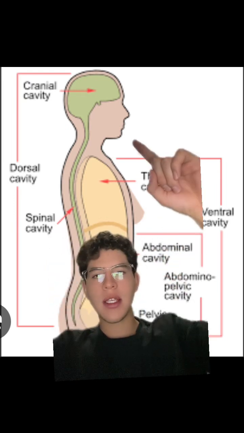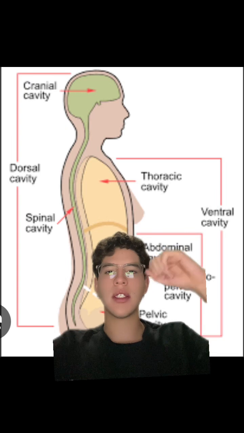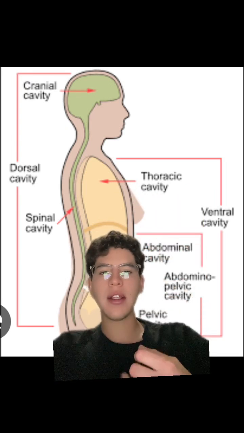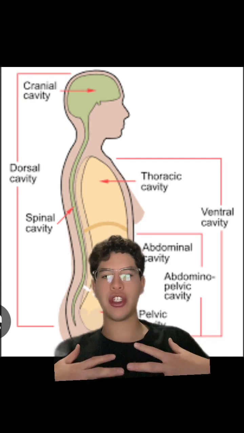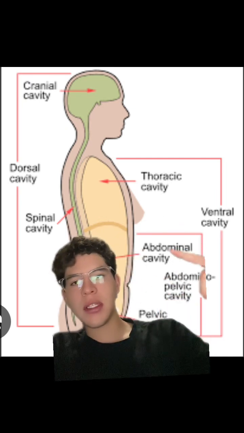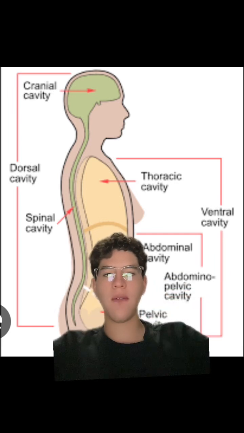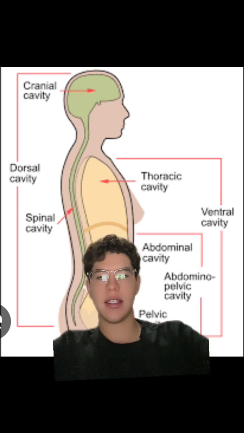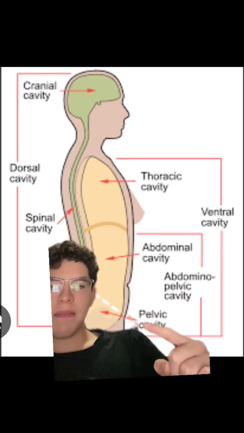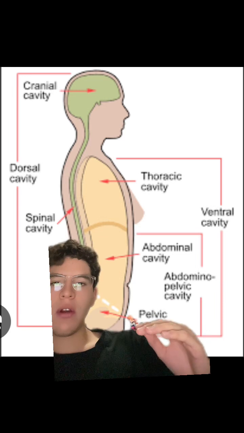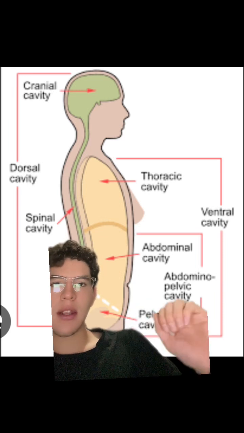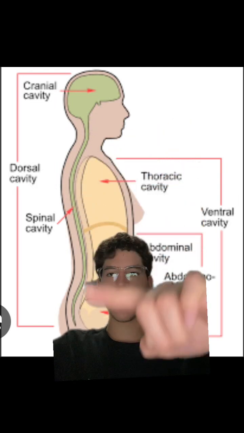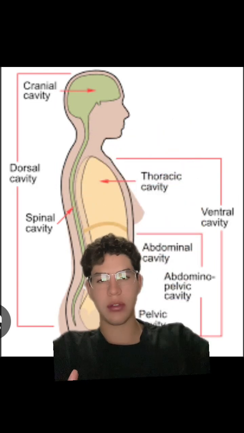The first one is the cranial cavity that encloses the brain. The thoracic cavity protects the heart and the lungs by the rib cage. The abdominal cavity houses digestive organs such as the stomach, the liver, and the intestines. The pelvic cavity, in the inferior part of the body, contains the reproductive organs. And finally, the spinal cavity encases the spinal cord.